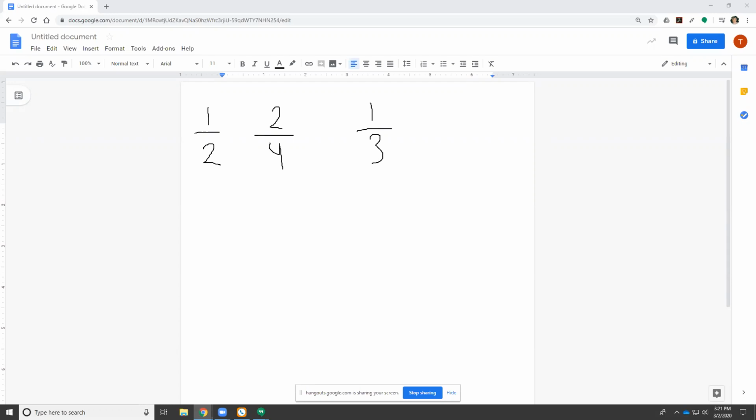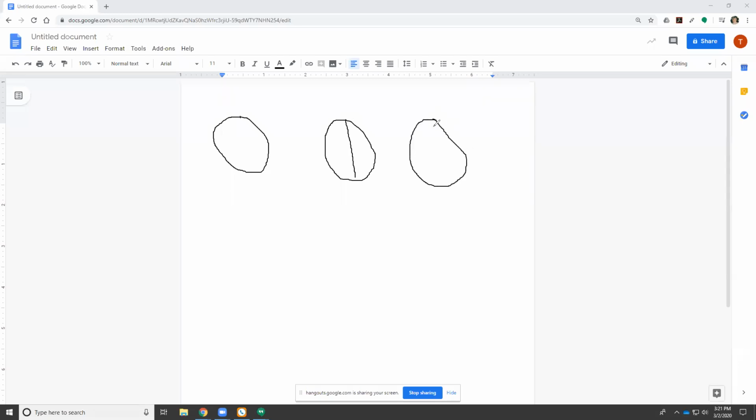Ooh, okay. So now we're going to do some comparing. So there's 1. There's 2. Here's 3. And then here. Okay. So pretend that these are all the same size and they are perfect circles.